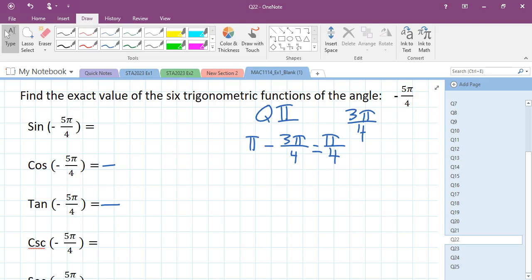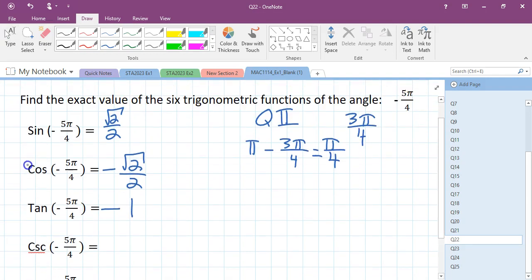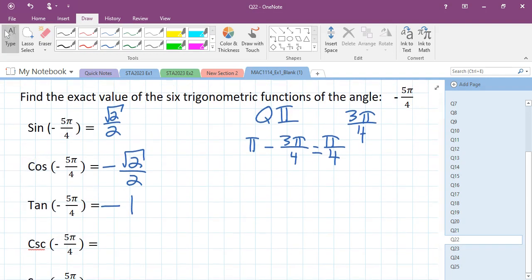So what is sine at pi over 4? Radical 2 over 2. What is cosine at pi over 4? Negative radical 2 over 2. What is tangent at pi over 4? Negative 1. So you could look up the rest, or you could do reciprocals. I would just keep looking up the rest, instead of trying to do reciprocals and things like that.